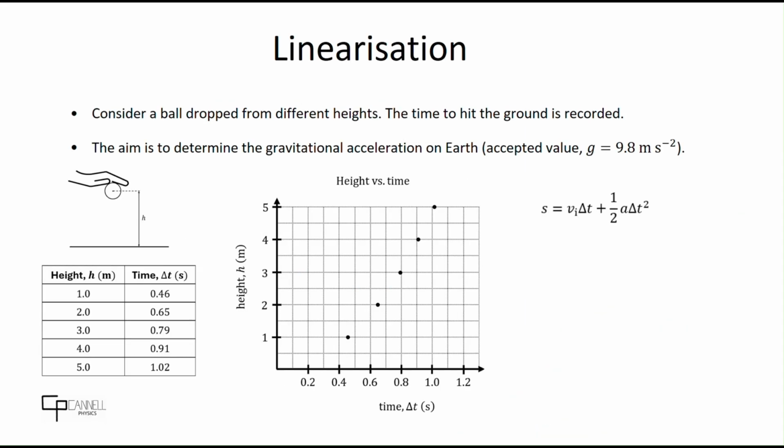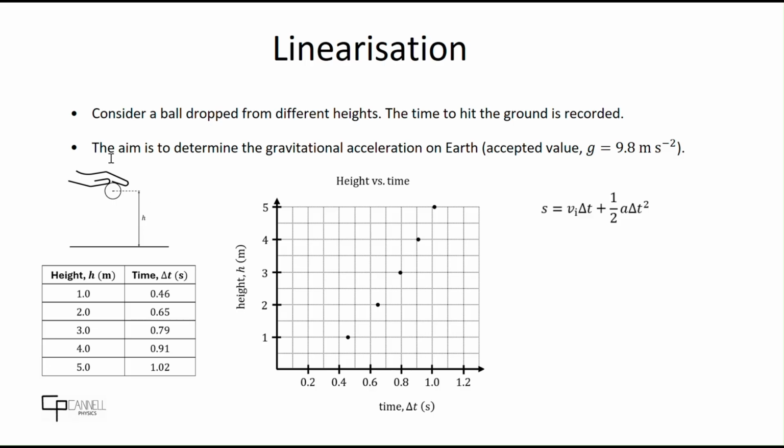Now let's learn about linearization. Let's start by considering a ball that is dropped from different heights, and the time that it takes to hit the ground is recorded for those heights. The aim is to determine the gravitational acceleration on Earth, and the accepted value is 9.8 meters per second squared.